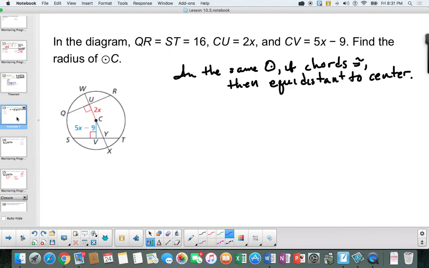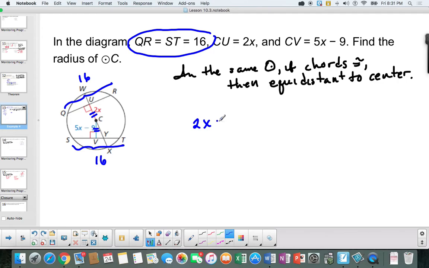All right, let's see what we can do. So I have a picture here, and it looks like I have chords that are congruent. So I know this whole thing is 16, and I know this whole thing is 16. So in the same circle, the chords are congruent. So if the chords are congruent, they are equidistant to the center. So that means this distance is equal to this distance. These are the shortest distance. So I'm going to write 2x is equal to 5x minus 9. So this is 3x is equal to 9, and therefore x is equal to 3.